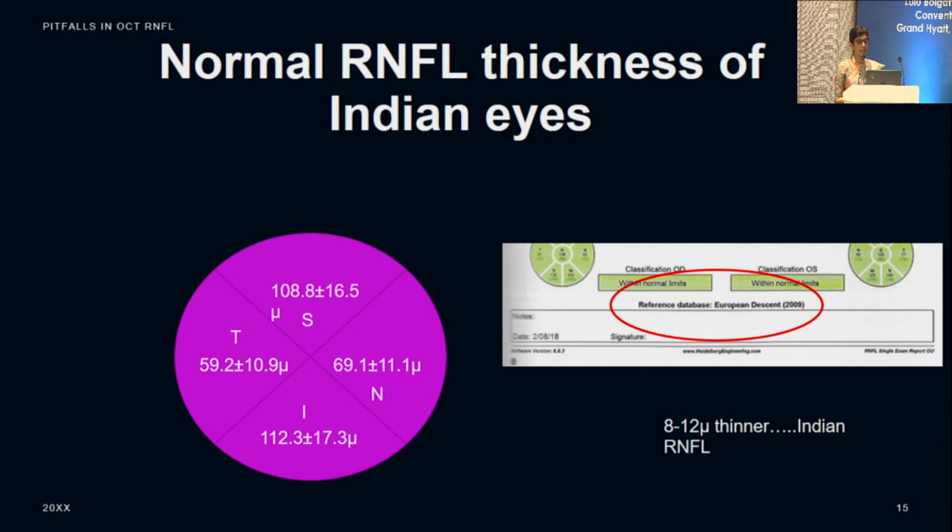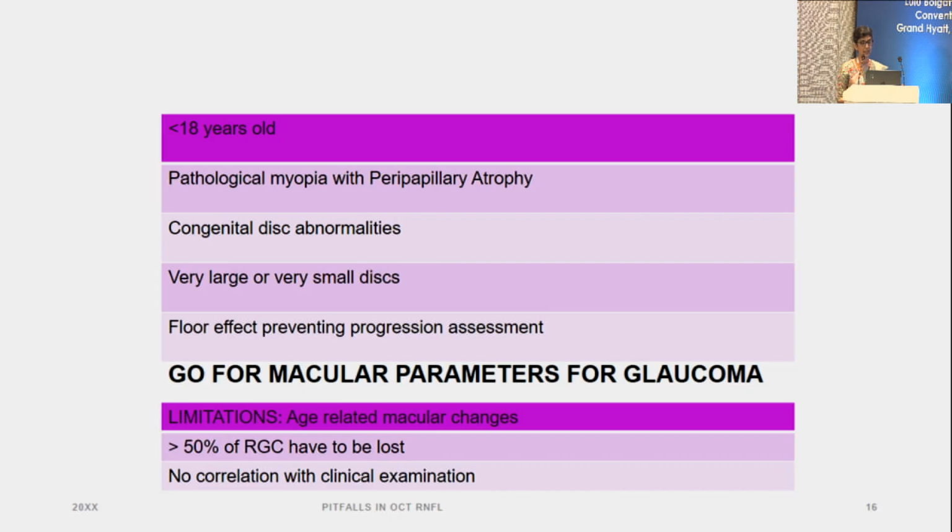Indian eyes have an RNFL thickness which is about 8 to 12 microns thinner than European eyes. Since the reference database in our OCT instruments is usually of European descent, this difference in ethnicity can lead to a patient being misdiagnosed as glaucomatous. So that is another important thing that we should consider, especially for our Indian eyes.